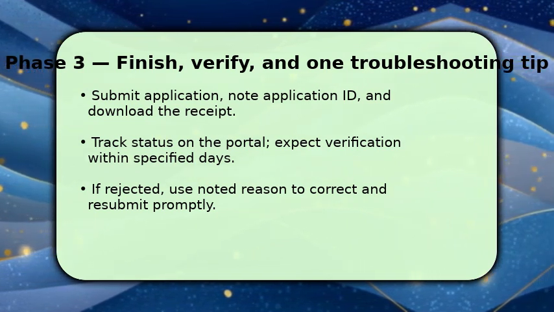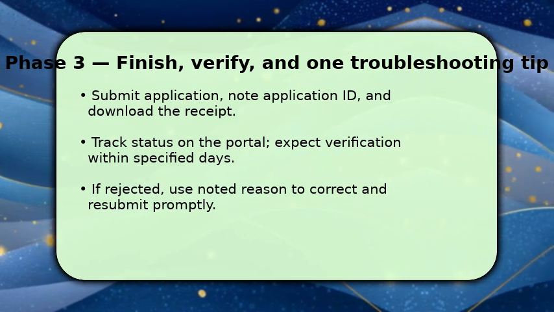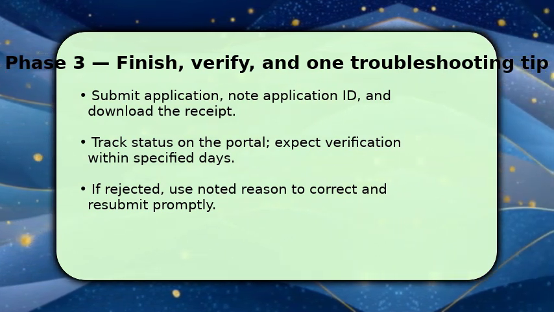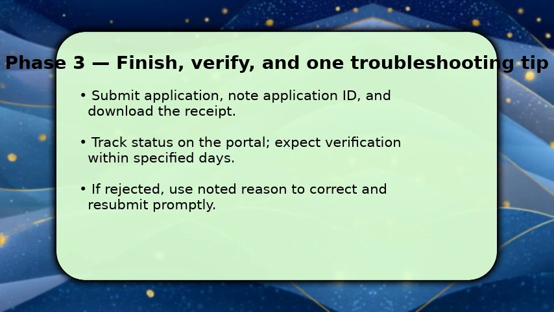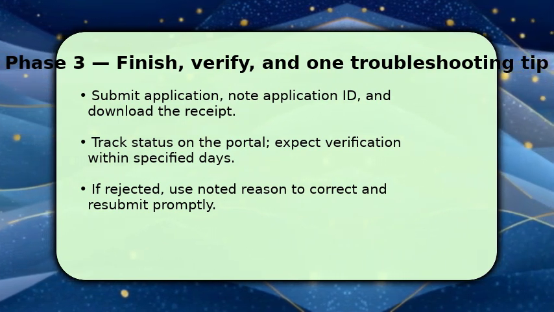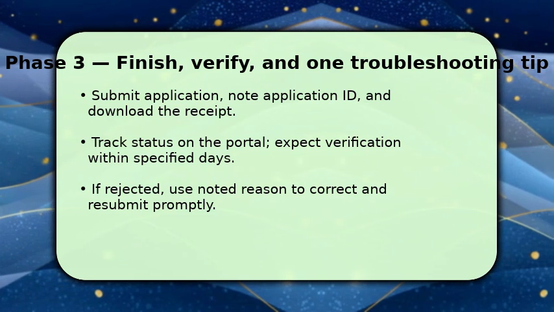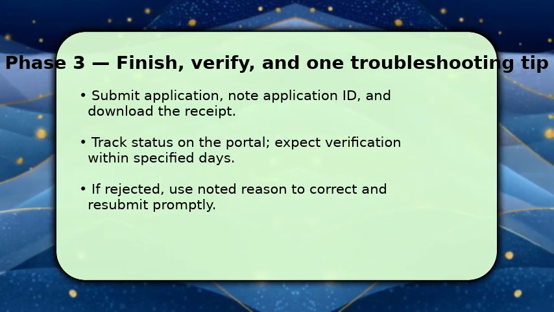If the application completes, download your EHS card and print or save a copy. If it gets rejected, read the rejection note carefully, correct the exact issue, name mismatch, missing proof, or photo quality, and resubmit quickly to avoid delays.